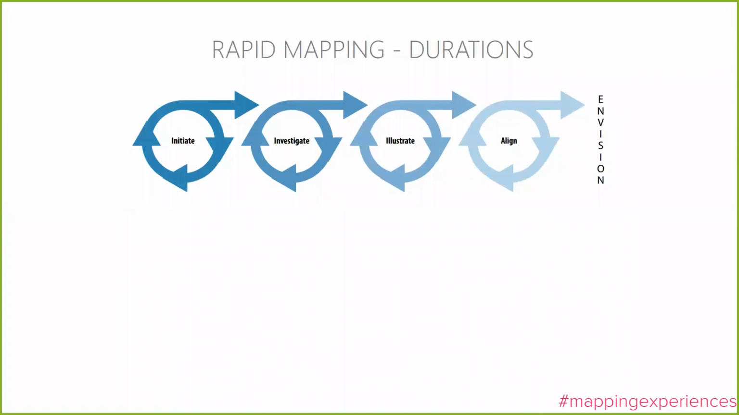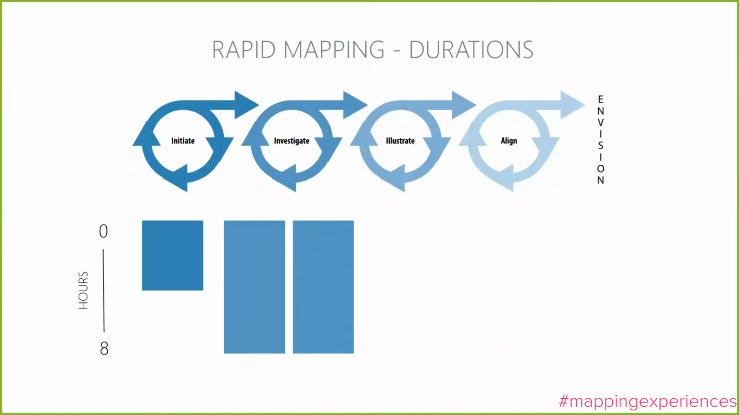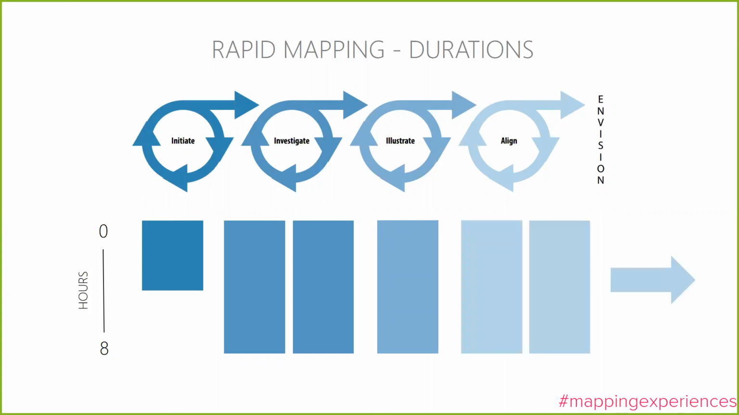So the rapid mapping process: initiating, investigating, illustrating, aligning, and envision. Let's say at a half day, you can set up the project. You might need a couple of days to do some guerrilla style investigation, create a draft diagram really quickly, take that into a workshop, a 2-day workshop, but also plan after that what's going to happen after that. And do that before you even start the effort. That's part of your effort, is that arrow on the right.